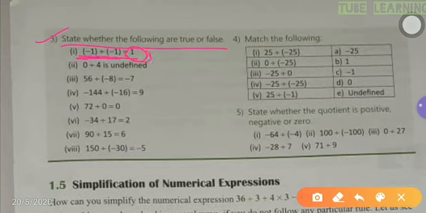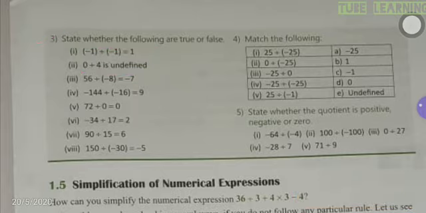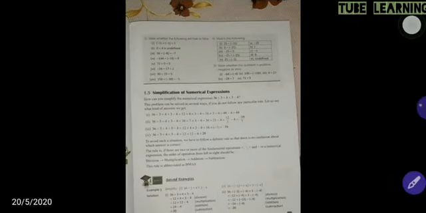That means the quotient will become positive. Okay, 0 divided by 4 is undefined. So is this true or false? 0 divided by 4 is 0. So this property you got, you see here, the zero property.